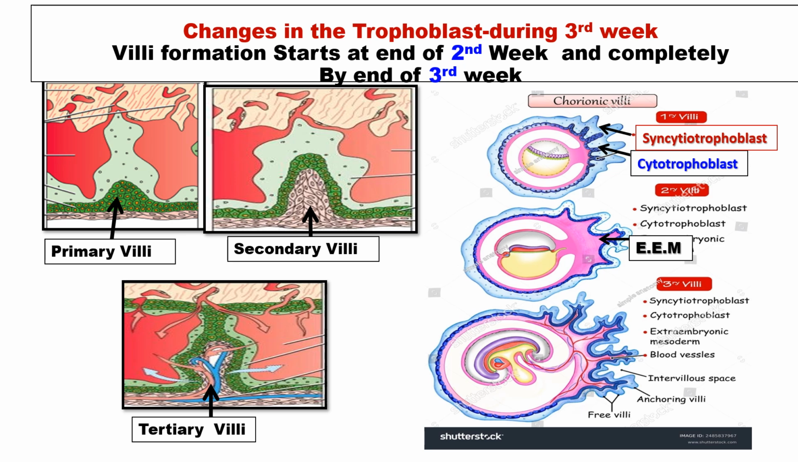Finally, it is the tertiary villi formation. In the extraembryonic mesoderm, blood vessels appear, that is, arterioles, venules and capillaries develop, and tertiary villi become a vascular structure. Tertiary villi develop at the end of the third week of intrauterine life, that is around the 20th to 21st day. Tertiary villi are vascular villi.